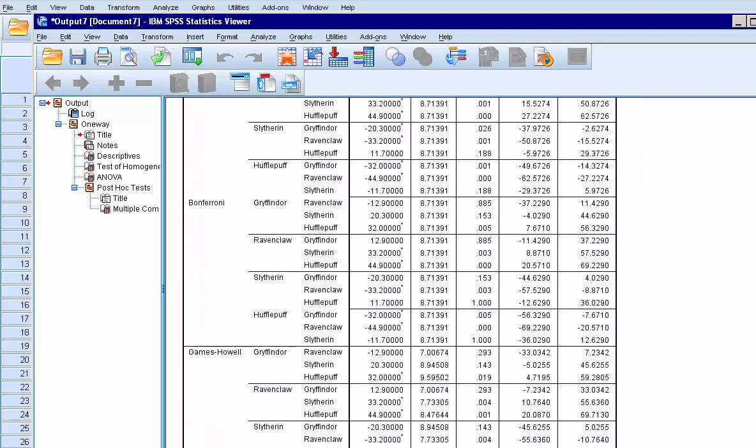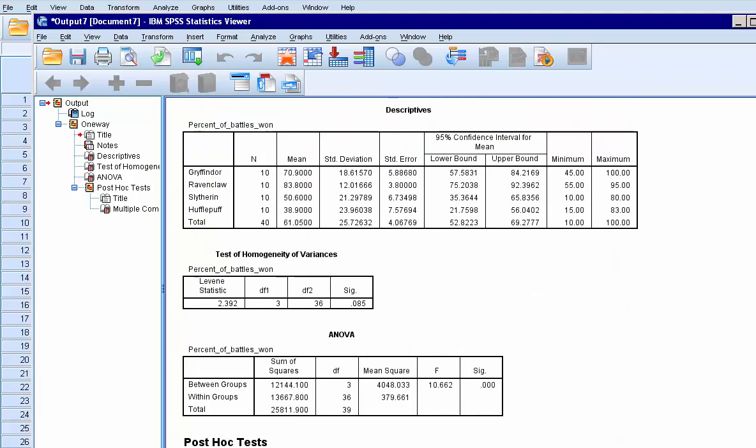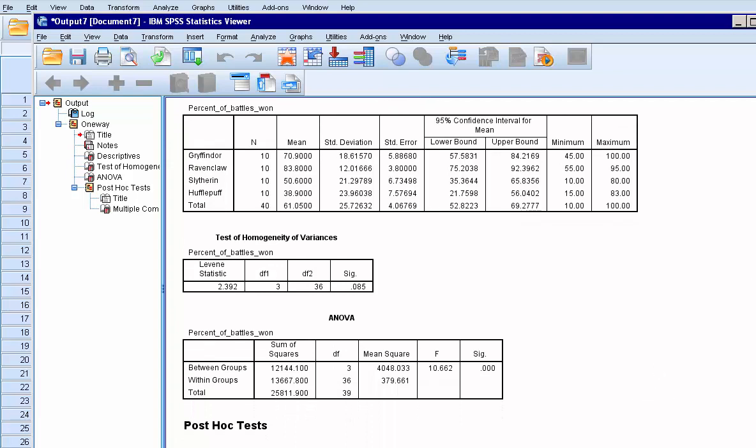And we scroll back down to check one more time to see if there's anything else. Okay, so there's no difference between Slytherin and Hufflepuff. We've already talked about our Slytherin compared to Ravenclaw and our Hufflepuff compared to Ravenclaw. So we've made our conclusions. I hope you found this helpful.